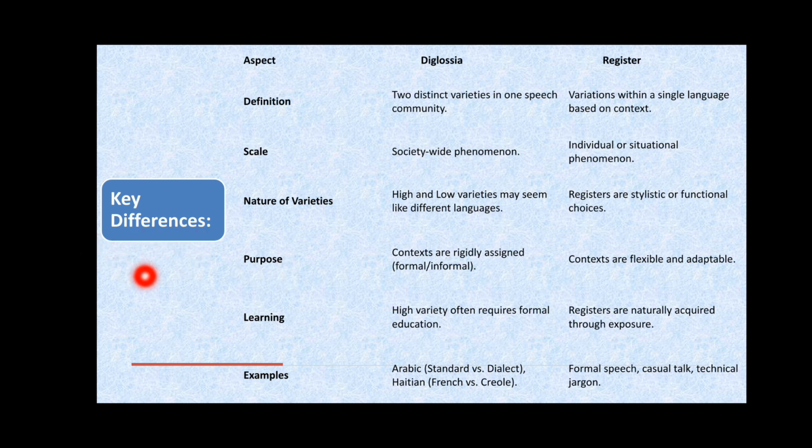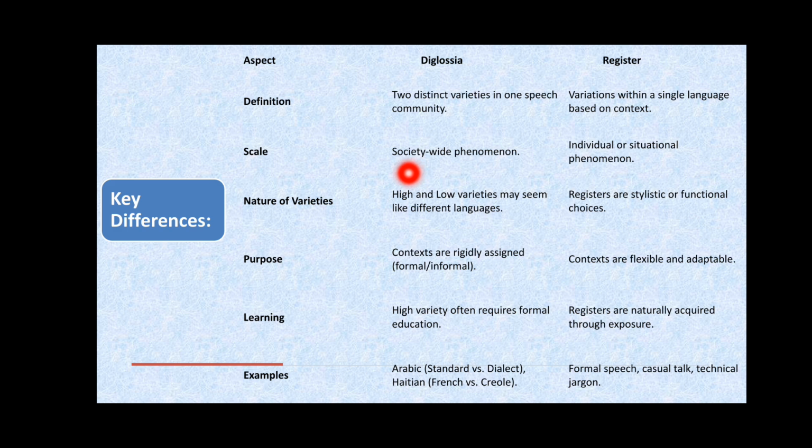Here we have some key differences between register and diglossia. So here we have aspect, here we have diglossia, and here we have register. If we talk about definition, we define diglossia as two distinct varieties in one speech community. By single speech community, two distinct varieties of the same language. Register is variation within a single language based on context, not a societal phenomenon. So here we see two different varieties in one speech community, versus variation within a single language based on the context.